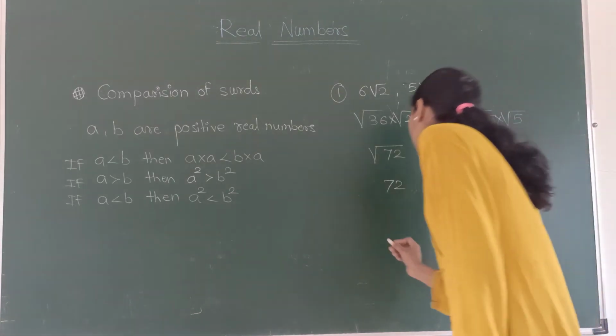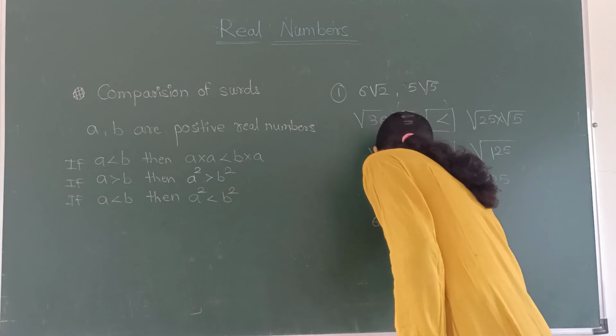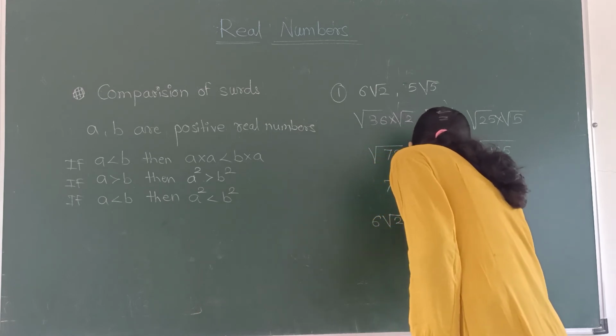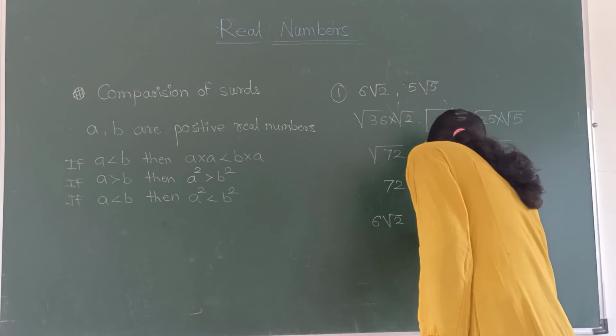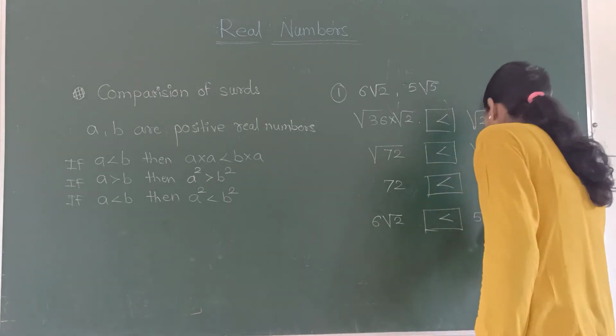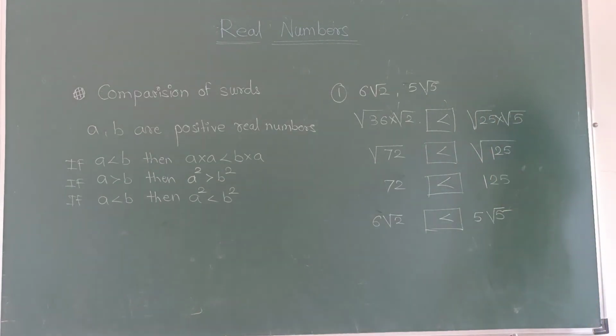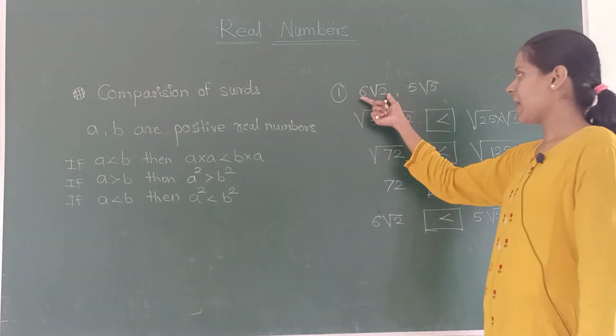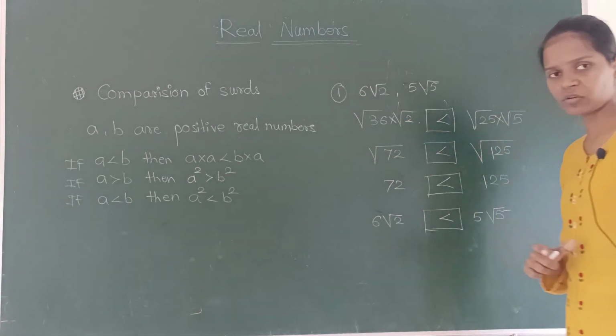So ultimately we can write 6 under root of 2 is less than 5 under root of 5. Okay, this is how comparison of surds is done. We have seen the example 6 under root of 2 and 5 under root of 5.